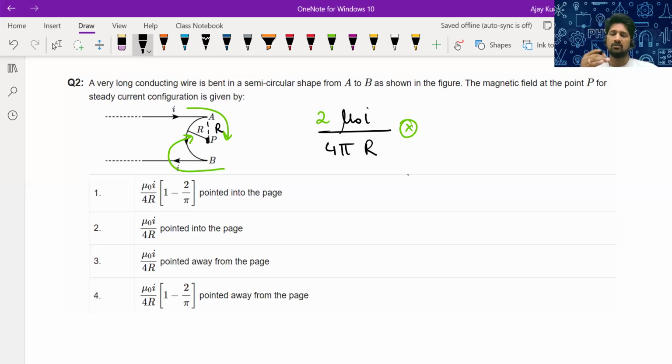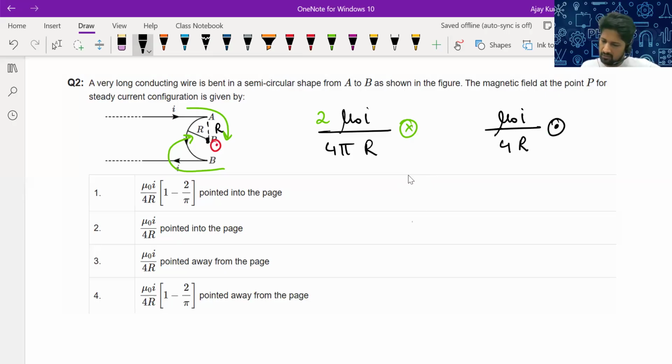And the semicircular part, for curved wires, just curl your right hand fingers along the flow of current. The thumb will tell you the direction of magnetic field at the center. Like current is going down from the left side. If I curl my right hand fingers going down on the left side, thumb will be pointing towards me. That means the magnetic field produced by the semicircular part is towards me, out of the screen. And how much will that be? A circle gives mu naught I by 2r, a semicircle will be mu naught I by 4r. And this is out of the screen.